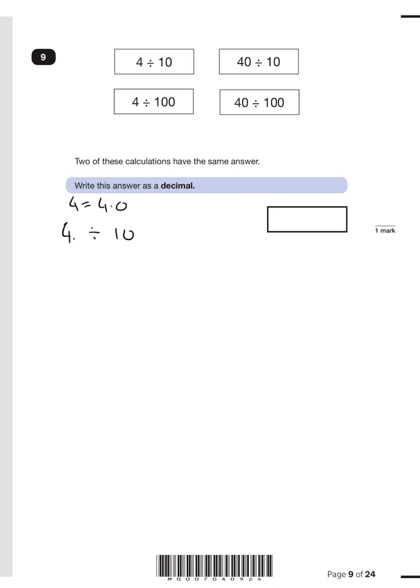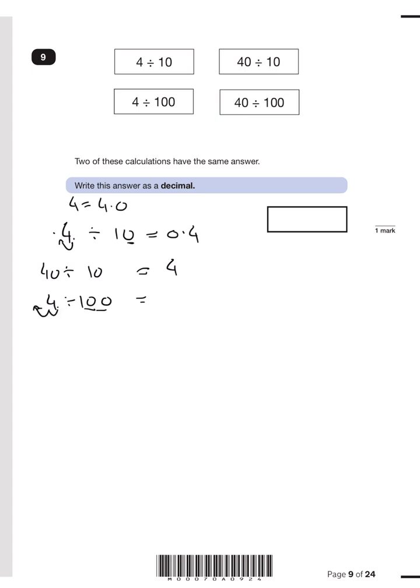It's the same number. Divided by 10, we need to move the decimal point to the left once because there's 1 zero. So that would equal 0.4. 40 divided by 10 would equal 4. 4 divided by 100 would equal, so if there's a decimal point there, we go 1, 2.